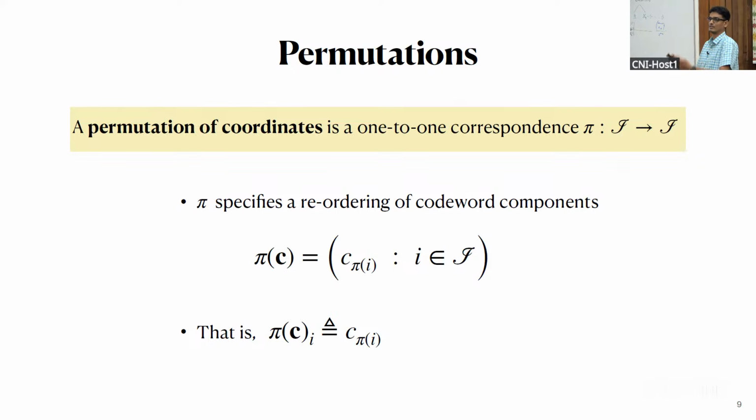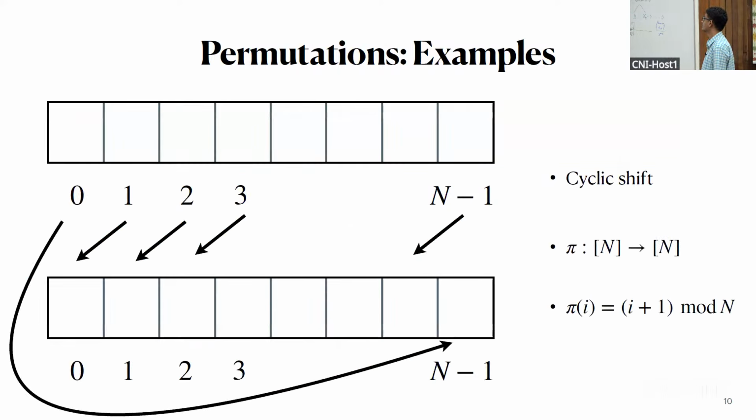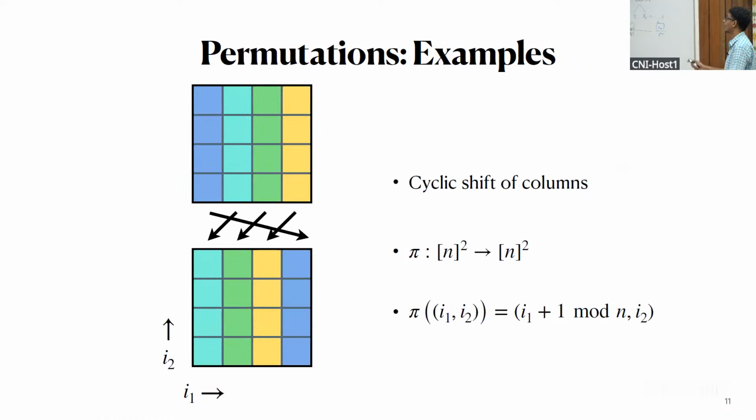So you're just shifting. For instance, this is a textbook example when you deal with cyclic codes. Let's say this is my index set 0 to n minus 1. I simply want to shift it one place to the left. So how does my permutation look? Pi of i is i plus 1, of course modulo n.